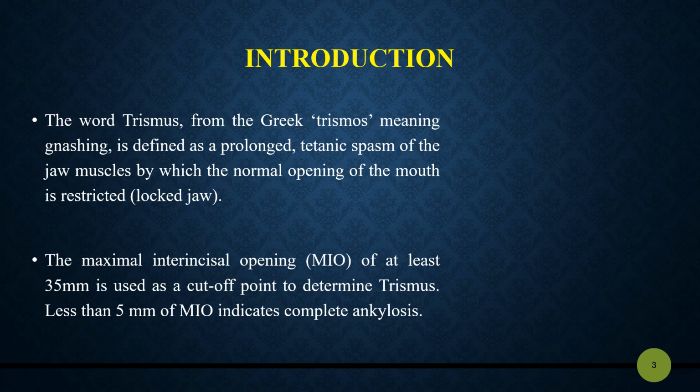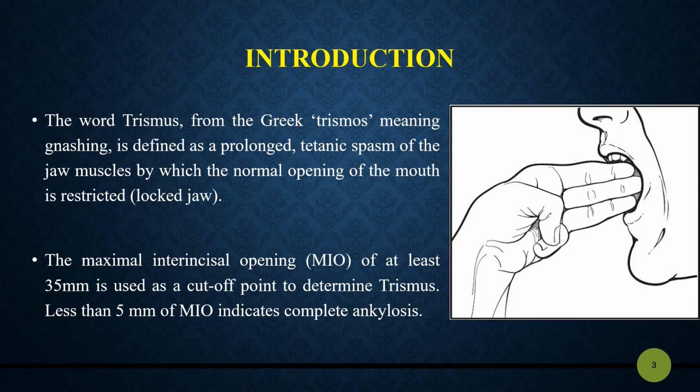surgery, or radiation. A maximal interincisal opening of at least 35 mm is used as the cutoff point to determine trismus, and less than 5 mm of maximal interincisal opening indicates complete ankylosis. So roughly put, the mouth opening should permit a minimum of 3 fingers when introduced sideways.